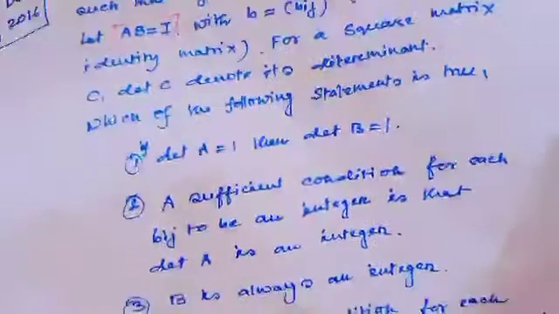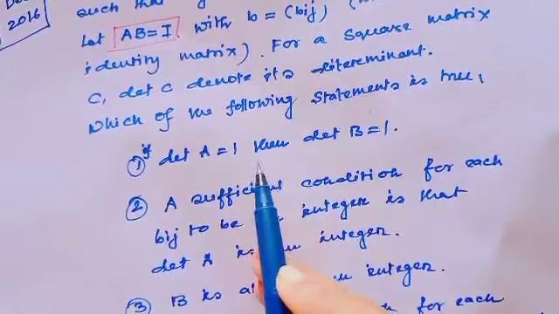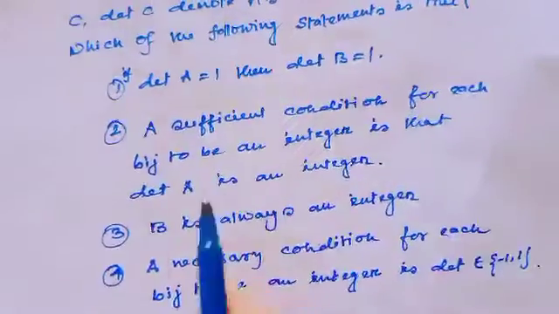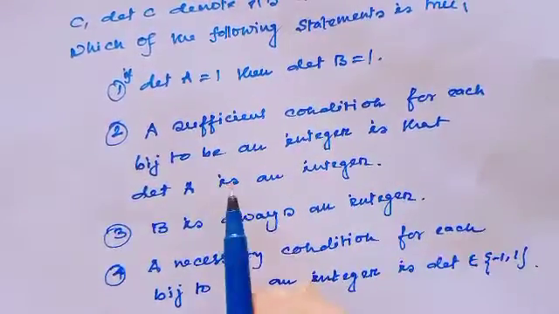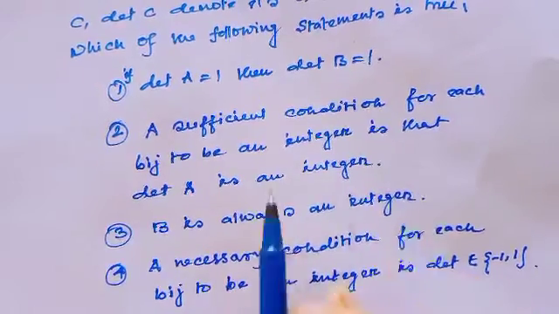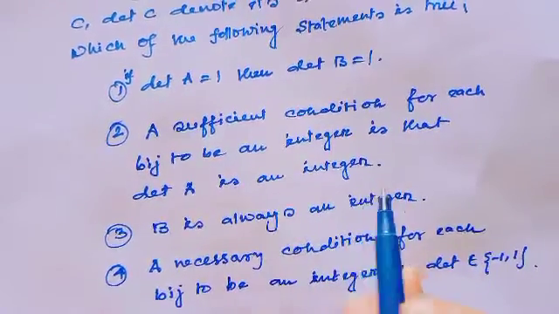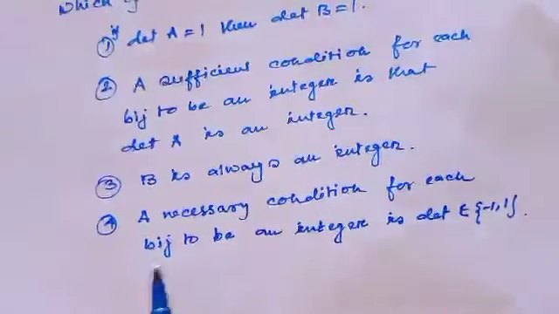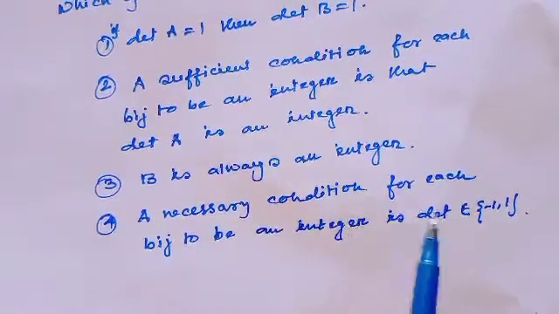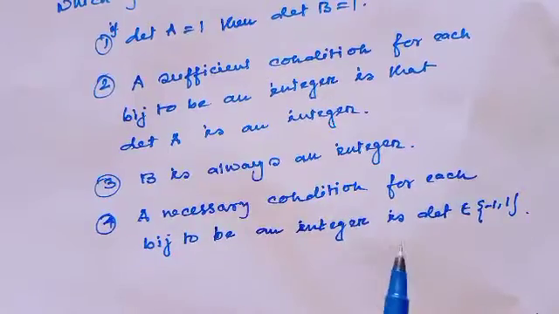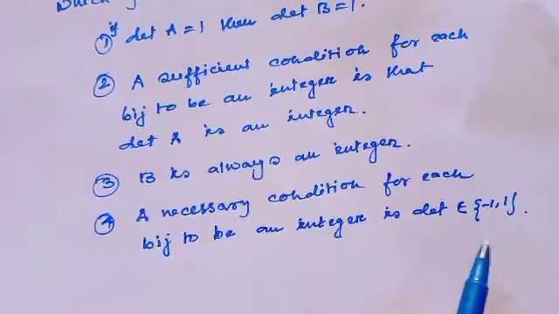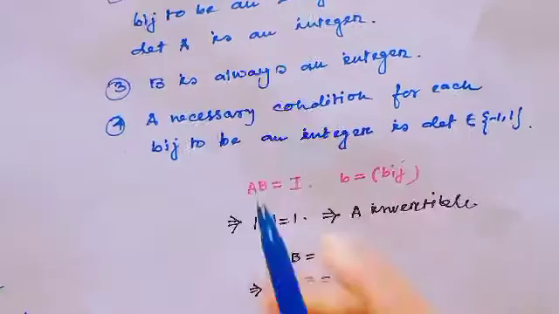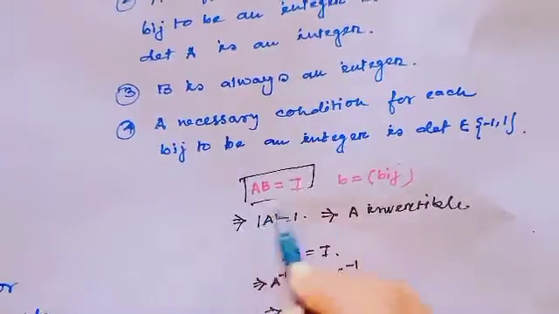Option 1, if determinant of A equal to 1, then determinant of B equal to 1. Option 2, a sufficient condition for each Bij to be an integer is that determinant of A is an integer. Option 3, B is always an integer. And option 4, a necessary condition for each Bij to be an integer is that determinant of A belongs to the set {-1, +1}. Okay?